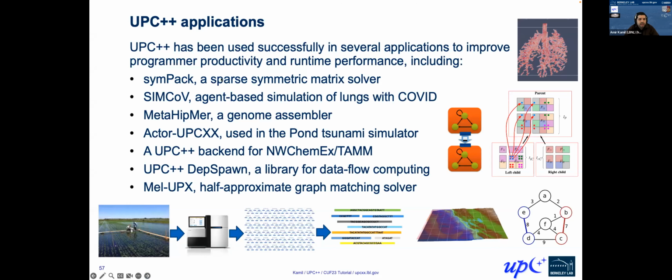We have SymPack, a sparse symmetric matrix solver. We have SymCov, which is a simulation of the COVID-19 infection in a model of lungs. And then we have metaKmer, which is a genomics application that is written in UPC++. And again, there are several other applications that have made extensive use of UPC++.